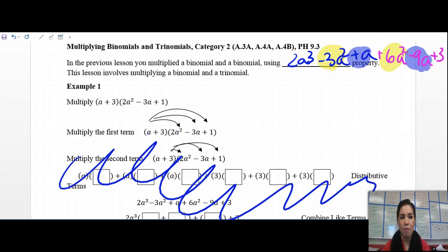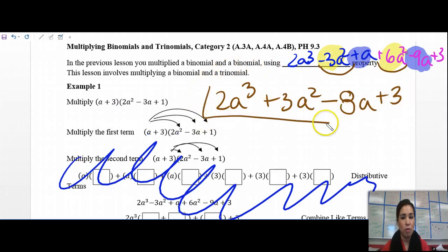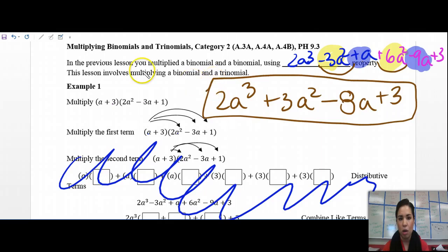So we have 2a cubed, and then negative 3a squared plus 6a squared is going to be a positive 3a squared. And a positive a minus 9a is going to be a negative 8a. And plus 3 has nothing to add to, so that's it. I double check, make sure nothing can be simplified any further, and nope, that's it. We are pretty much done.